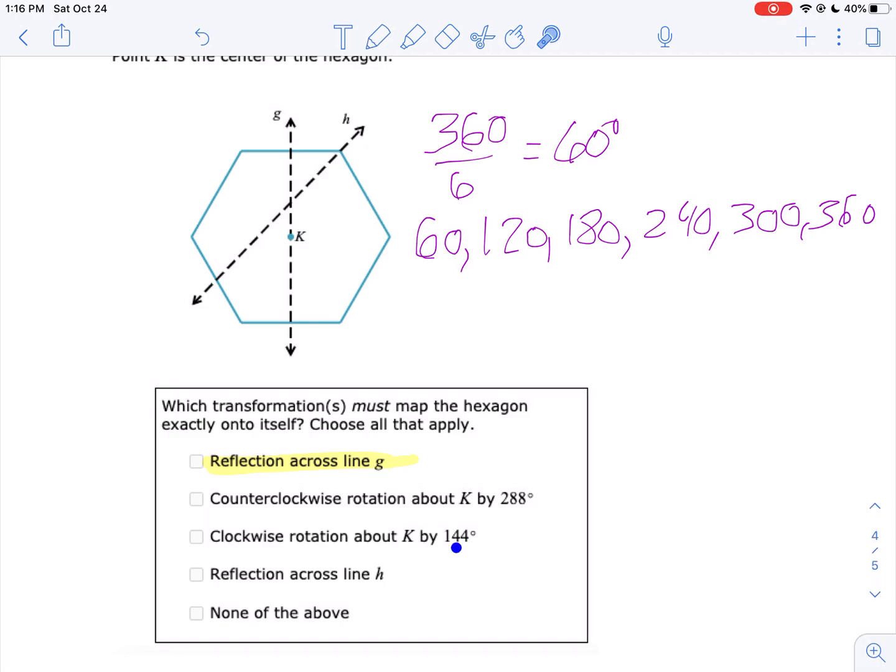How about 144? That's not a multiple of 60. How about across line H? Well, kind of like the rectangle, not every point is the same distance across this diagonal. So this is not a line of symmetry. So the only one you should have selected on this picture was line G.